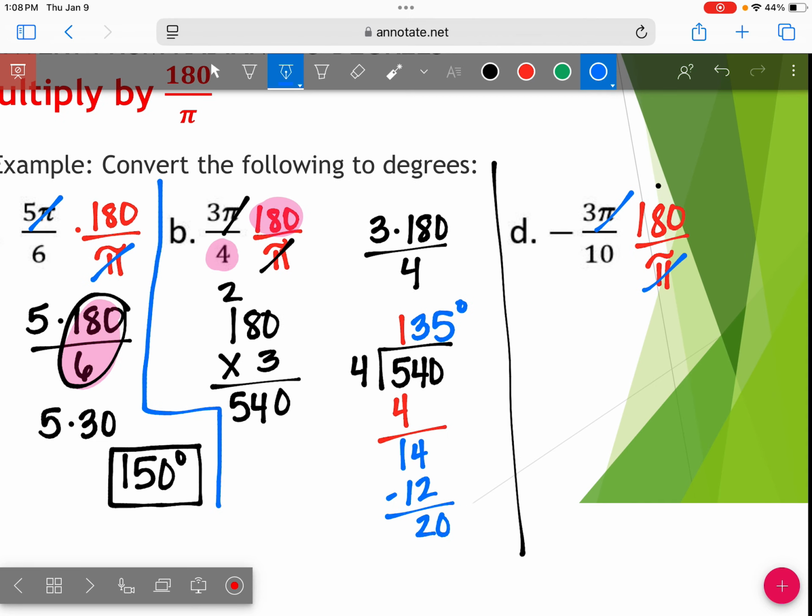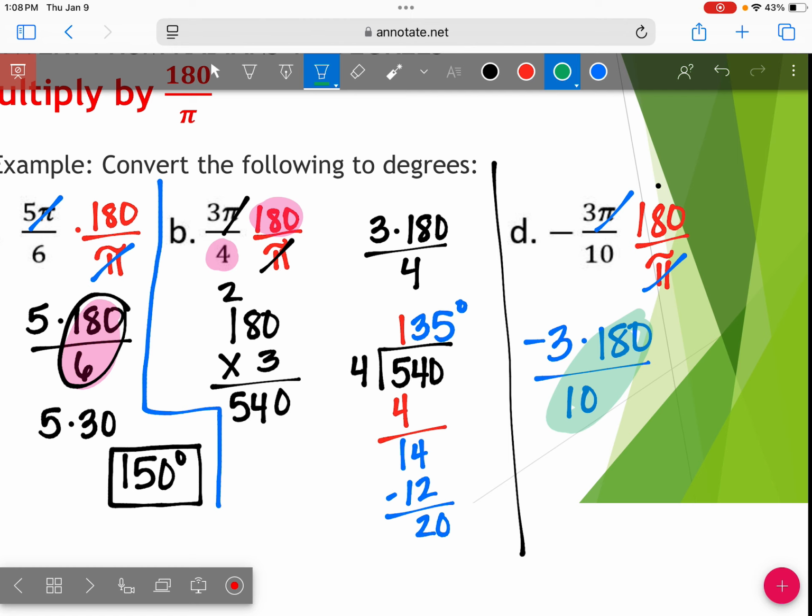So what I have is -3 times 180 over 10. Now this is one that I think everybody would probably divide first, because how many times does 10 go into 180? I would definitely do this before I multiply, because that's going to make my multiplication easier.